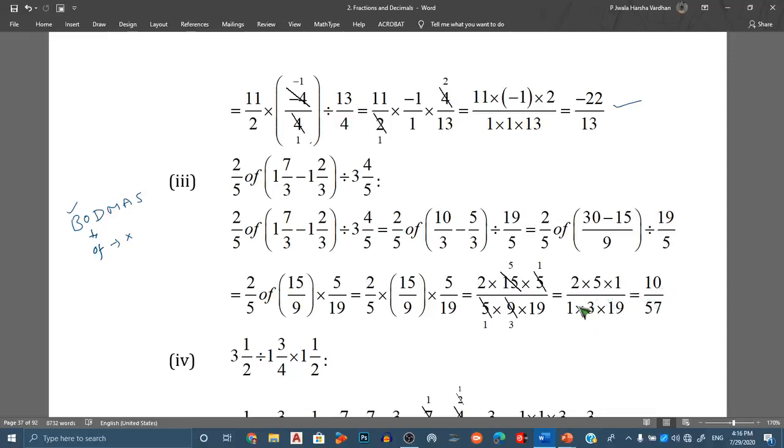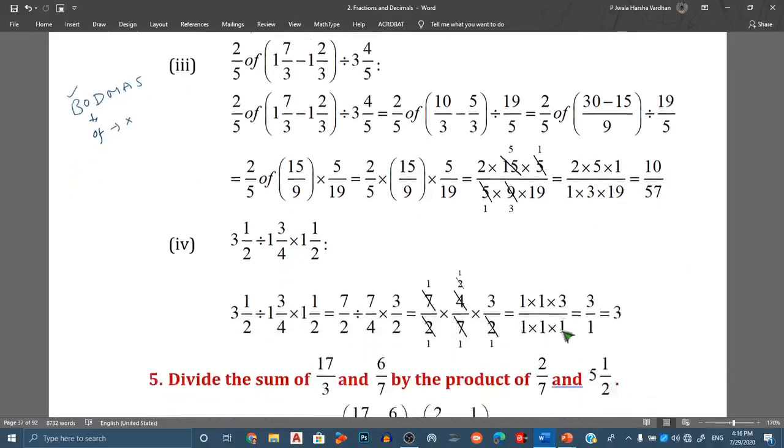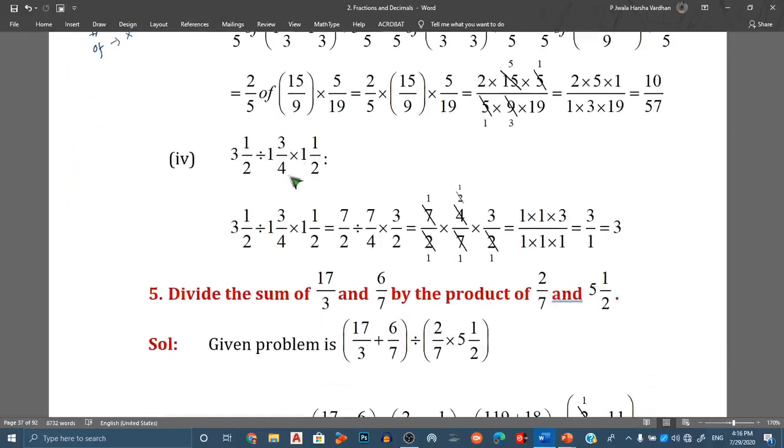Okay, next 3 1 by 2 divided by 1 3 by 4 into 1 1 by 2. Here also, all the fractions are given in mixed form, so convert into improper: 2 3s are 6 plus 1, 7 by 2, divided by 4 1s are 4 plus 3, 7 by 4, into 2 1s are 2 plus 1, 3 by 2. First division and multiplication; out of these two you have to do division. So convert into multiplication: 7 by 2 into 4 by 7 into 3 by 2.